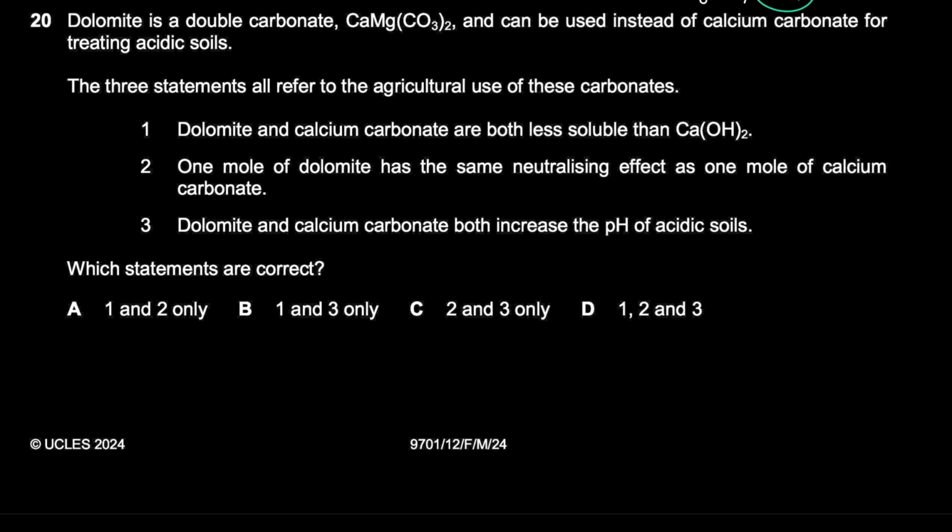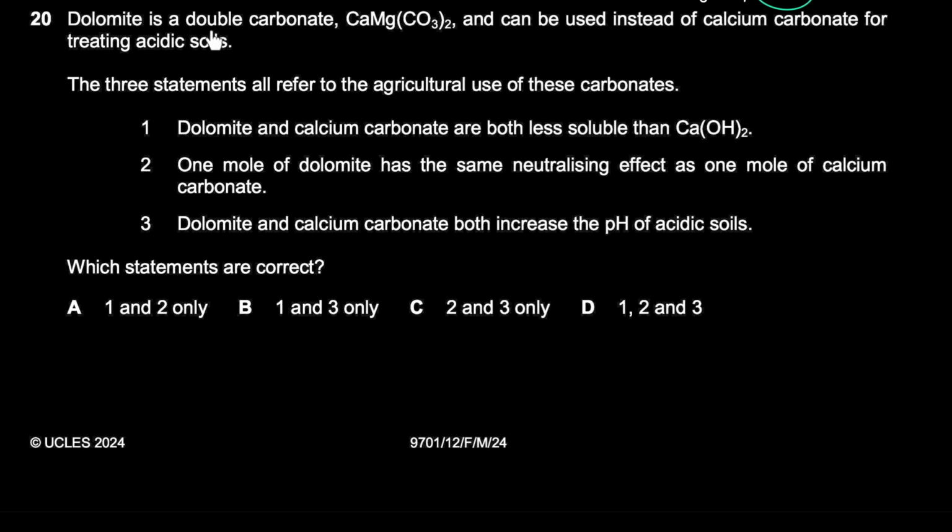Question number 20. Dolomite is a double carbonate and can be used instead of calcium carbonate for treating acidic soils. The three statements all refer to the agricultural use of these carbonates. Dolomite and calcium carbonate are both less soluble than calcium hydroxide. Statement 1 is correct because we know that the carbonates are less soluble than calcium hydroxide. Calcium hydroxide is considered partially soluble, whereas the carbonates are considered insoluble.